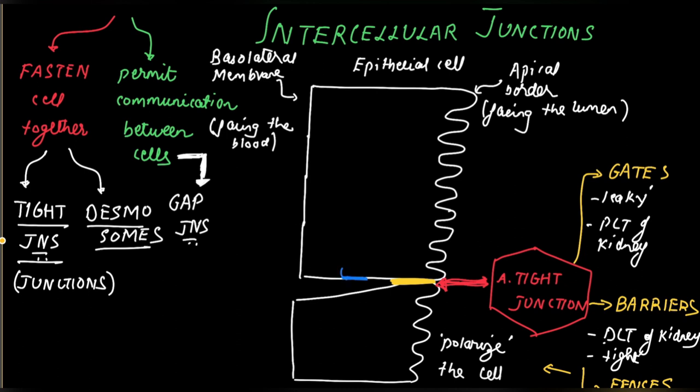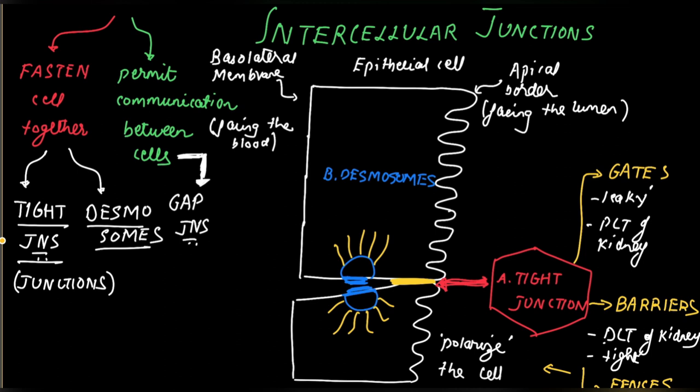Then there are desmosomes. Desmosomes are made up of cadherins, and they have filament-like structures attached to them. These are known as intermediate filaments, intermediate because they are intermediate in size, in thickness, between the microfilaments, the actin or thin filaments, and the thick filaments, which are the myosin filaments. They are attached to the desmosomes.